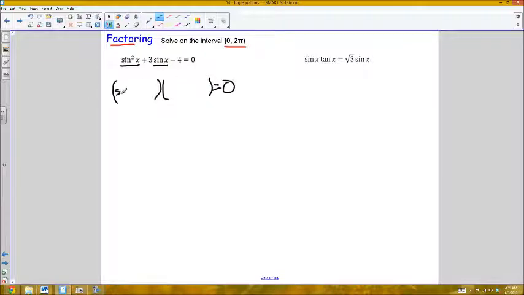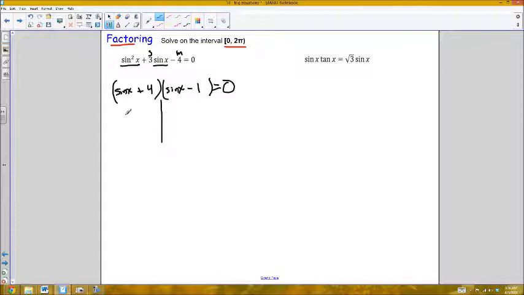I'll have a factor of sine of x in each of these in order to get a sine x squared factor. And then I'm looking for numbers which multiply to negative 4 and add or sum up to 3. That'll be positive 4 and negative 1. So sine x plus 4, sine x minus 1. Those numbers will multiply to negative 4 and add to 3.